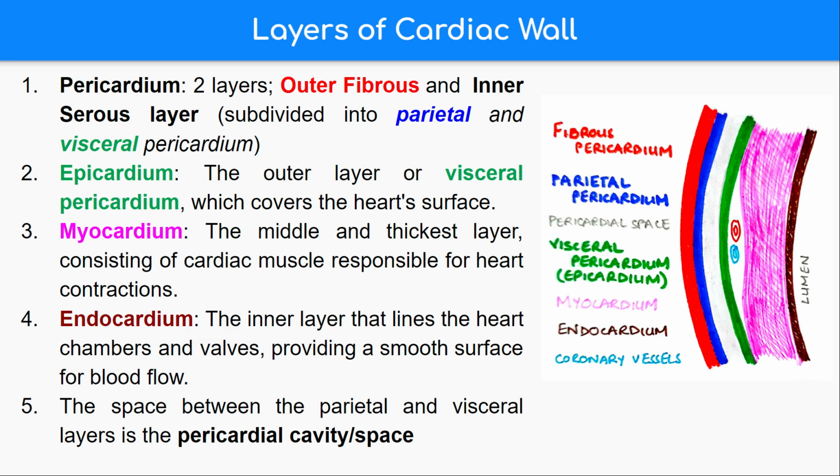The myocardium is the middle thickest layer consisting of cardiac muscle responsible for heart contractions. Endocardium is the inner layer that lines the heart chambers and valves, providing a smooth surface for blood flow. The space between the parietal and visceral layers is the pericardial cavity or pericardial space. This is clinically significant as fluid may accumulate in this pocket as a consequence of an underlying pathology called pericardial effusion. Note that the coronary blood vessels lie between the epicardium and the myocardium.